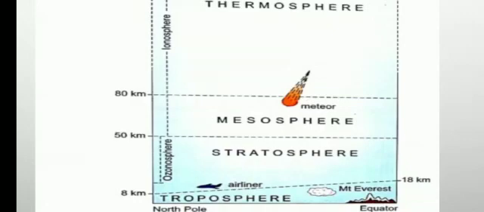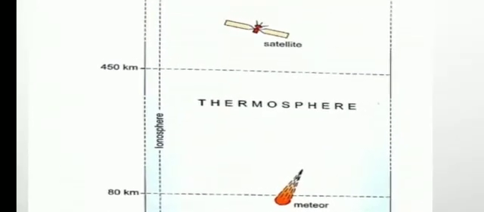Next, we will see thermosphere. Above the mesosphere lies the thermosphere, which extends to a height of about 450 km above the Earth's surface. The temperature rises rapidly with altitude in this layer.